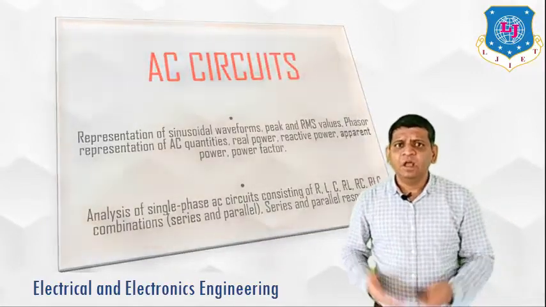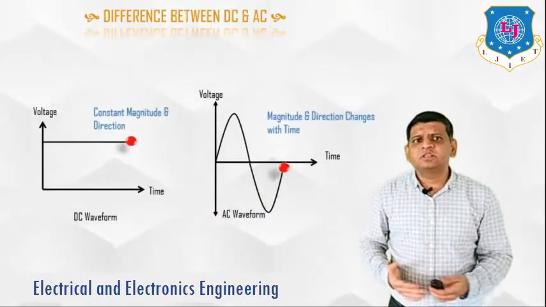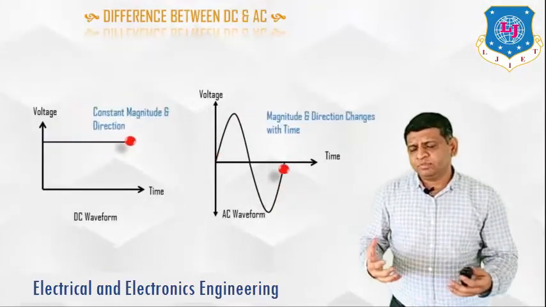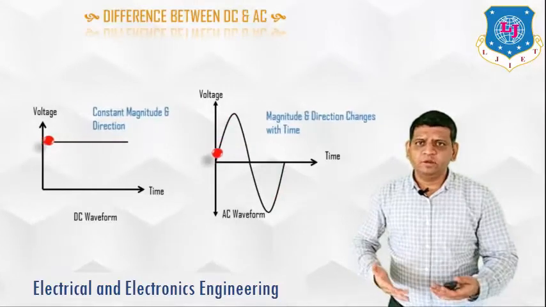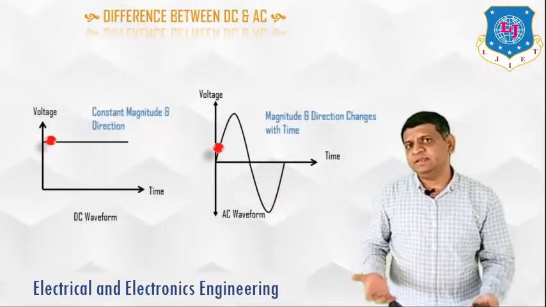So we'll start with how we can generate an AC signal. But before that, let's discuss the alternating quantity a little bit. It's a common question: you already learned about DC, so what is the difference between AC and DC?